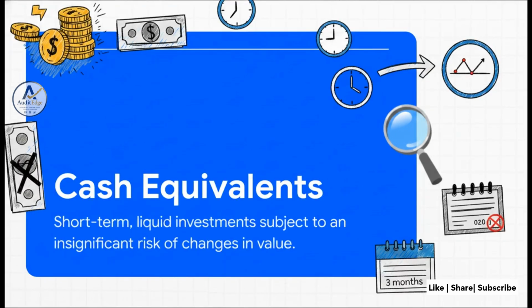These are short-term, highly liquid investments that are readily convertible to known amounts of cash, and, this is crucial, they're subject to an insignificant risk of changes in value. Usually, this means a short maturity of, say, 3 months or less from the date of acquisition. And keep in mind, equity investments are generally excluded here, unless they are in substance cash equivalents. A good example would be preference shares acquired within a short period of their maturity with a specified redemption date.